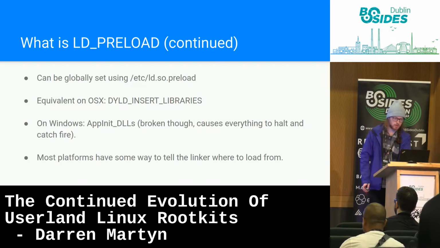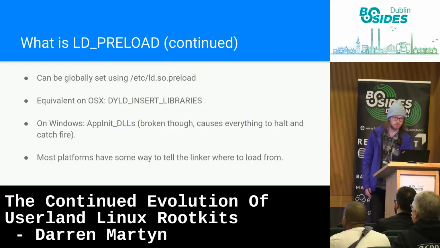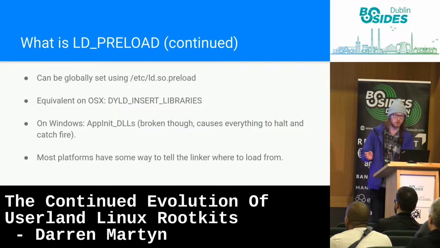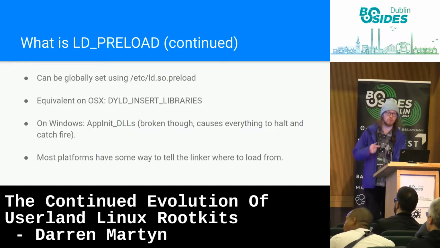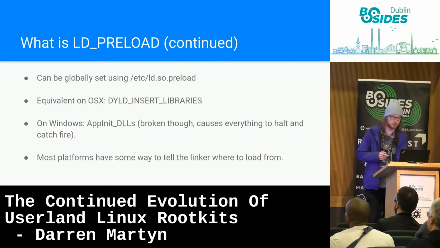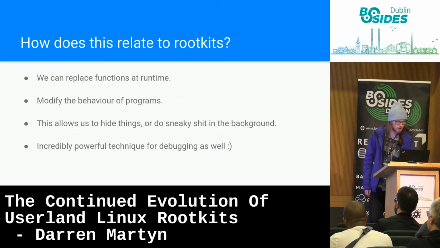On OS X, there's an equivalent called DYLD_INSERT_LIBRARIES. On Windows, we have AppInit DLLs, but if you mess about with AppInit DLLs on Windows, just nothing works. It's pretty much documented as here be dragons. If you go here, you're on your own. Pretty much any platform has some way to override the library search path, which is great because it means you can write super portable rootkits.